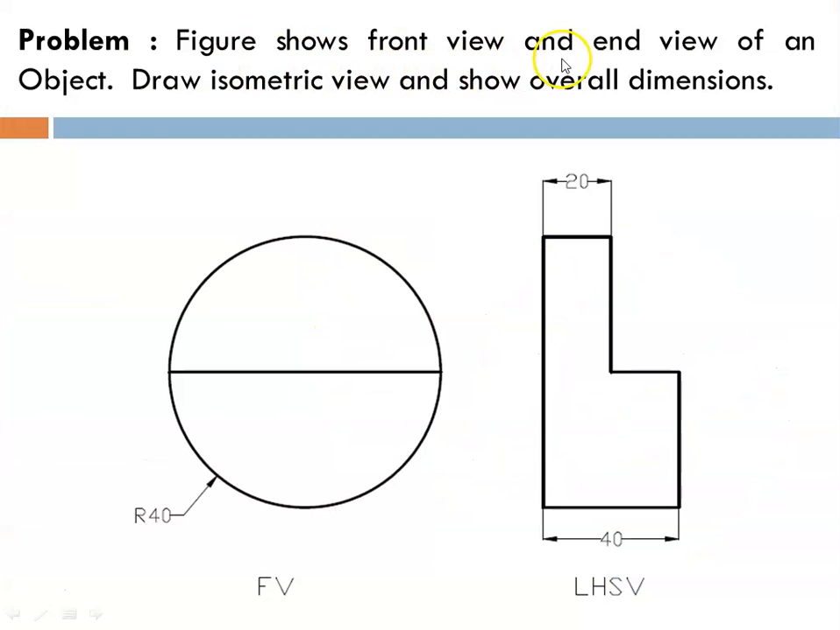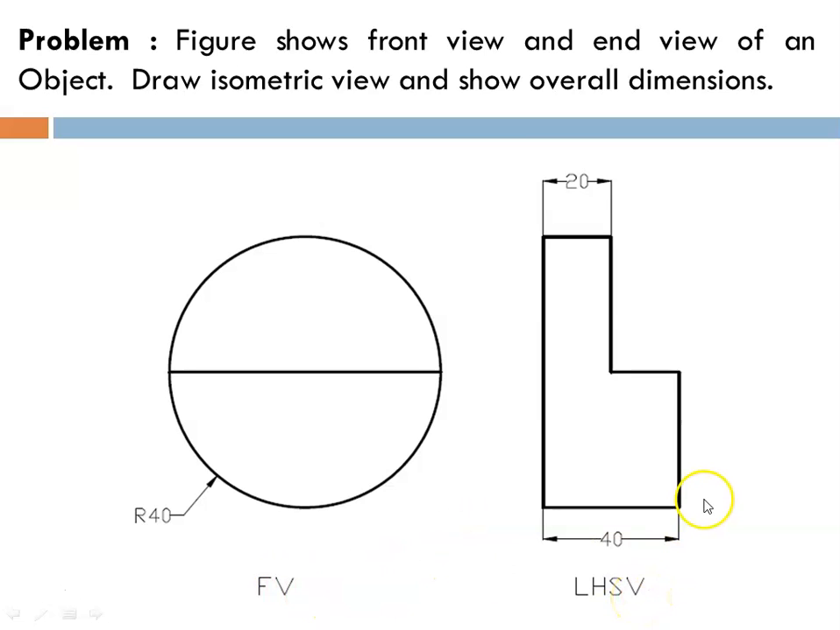Now the figure shows the front view and the end view. I already explained this: end view means a side view of an object. So draw the isometric view and show the overall dimensions. Here the front view and LHSV are given to you. The normal practice is to go with the origin in order to place the given views. But in this question, no origin is given to you. Instead, they have mentioned which one is the front view and which one is the LHSV.